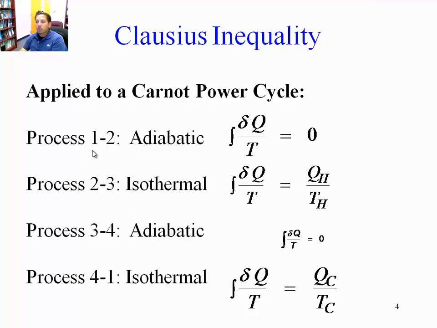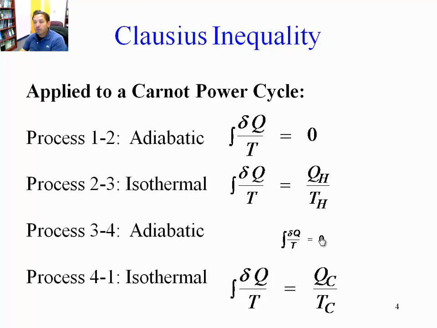The process from 1 to 2 is an adiabatic process, and therefore the integral from 1 to 2 of dq over t is equal to 0 because q is equal to 0. The process from 2 to 3 is isothermal. It's an isothermal expansion where the system is placed in contact with a reservoir at a temperature Th. Because Th is a constant, the temperature of the system doesn't change during that process, so we can take it out of the integral. So this integral is simply equal to QH over TH.